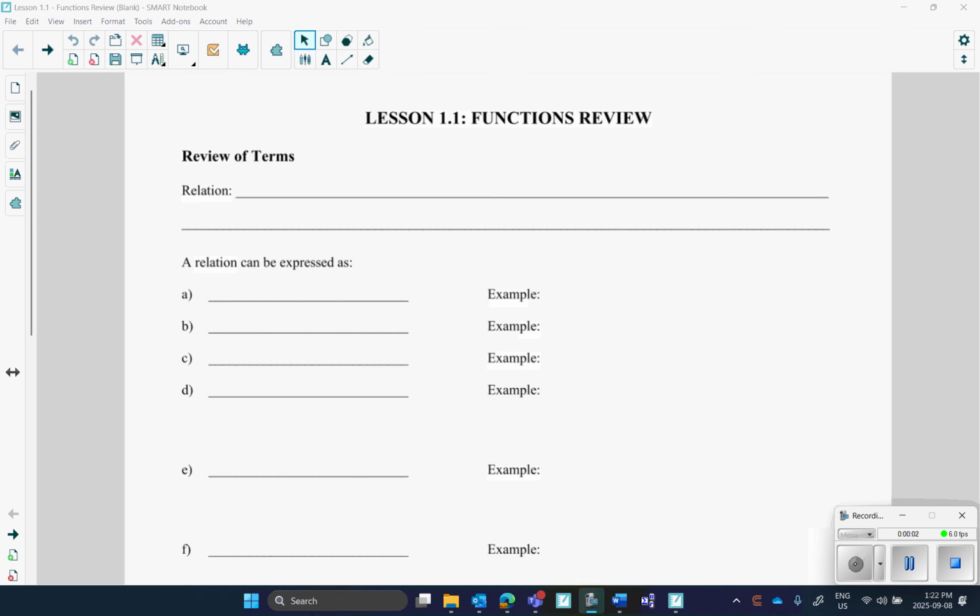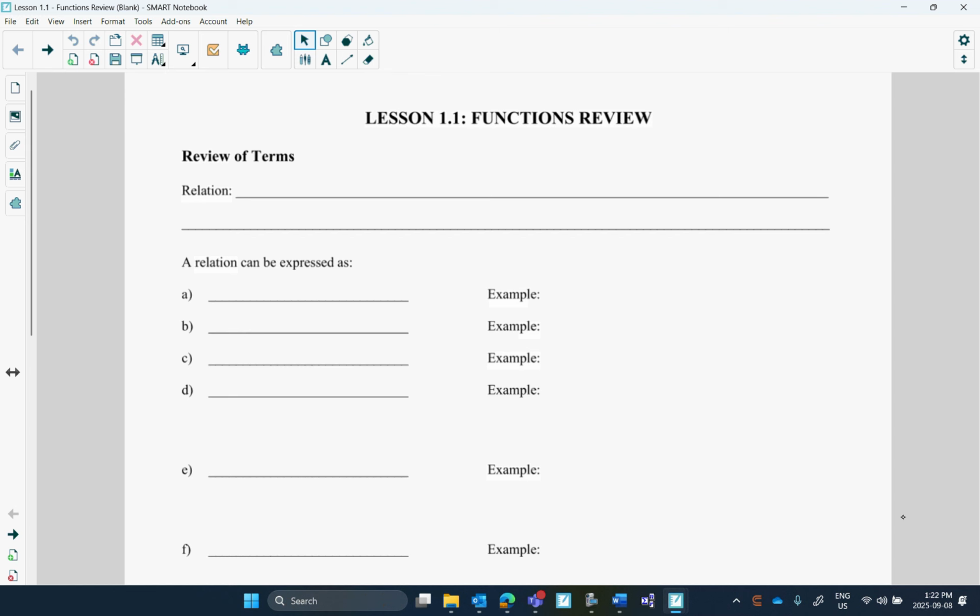So as I mentioned last class, we're going to do a lot of graphing this year, and a lot of the expressions that we graph or equations that we graph are called functions. And you guys learned about what functions were actually in grade 10.